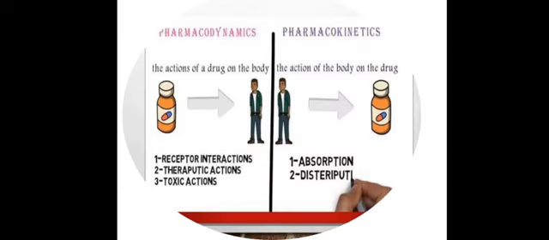So here comes the diagrammatic representation of pharmacodynamics and kinetics. Pharmacodynamics means the action of a drug on the body. It may be receptor interactions, therapeutic actions, toxic actions such as adverse drug reactions, etc. And here comes pharmacokinetics, meaning the action of the body on the drug. It means absorption, distribution, metabolism, elimination.